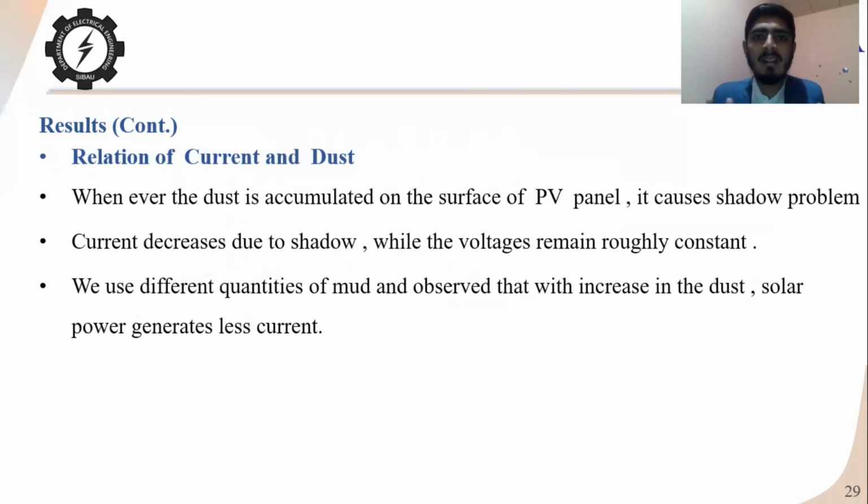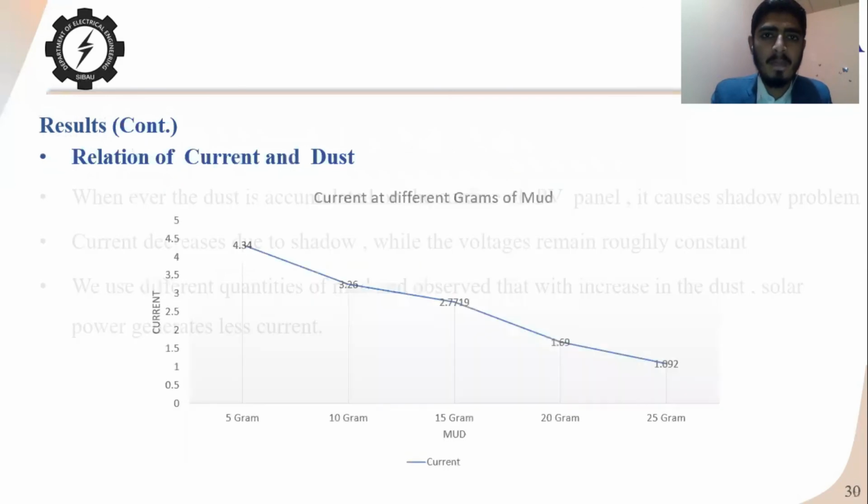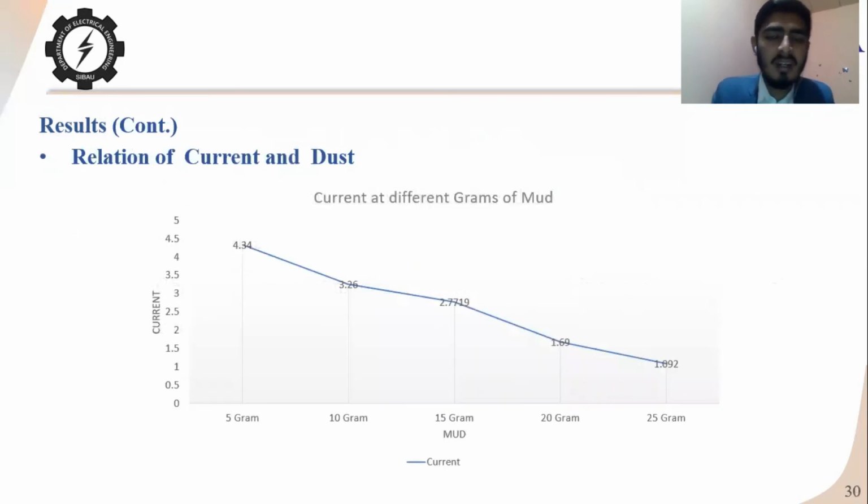Relation of current and dust. As I already discussed, whenever dust accumulates over the surface of the panel, there is the problem of shadow. And in the shadow problem, current decreases while the voltage remains constant. We used different quantities of mud and observed that with an increase in the dust, the solar panel generates less current. This is the relation of current and dust.